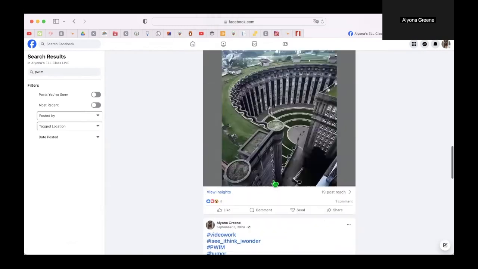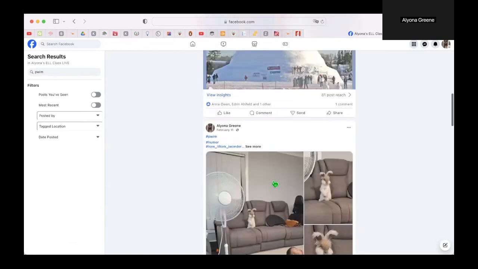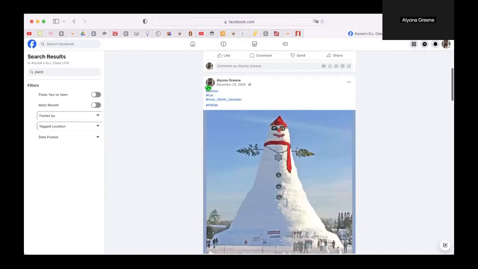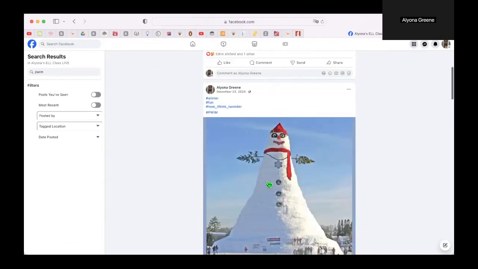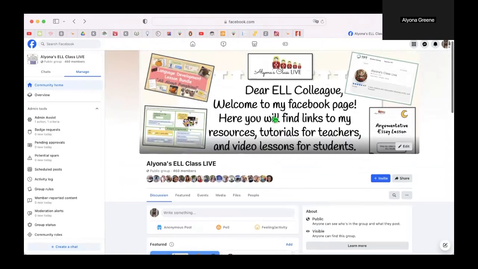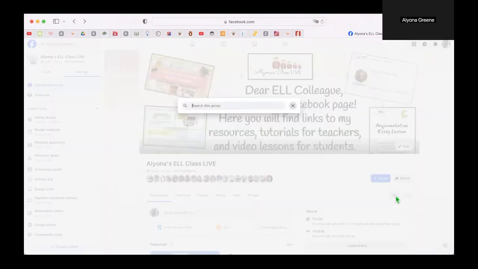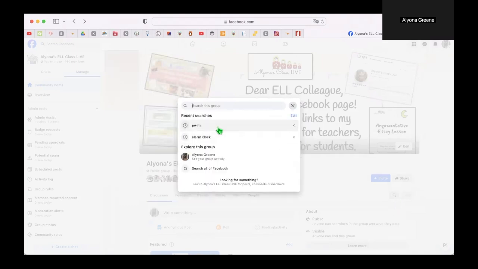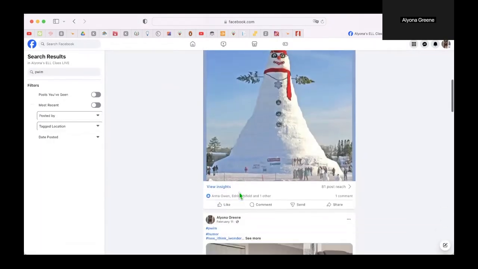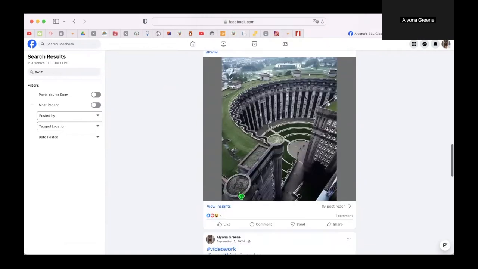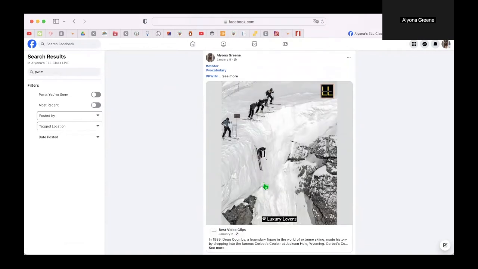But sometimes I prefer images that I find on social media, like Facebook, for example. About 2-3 years ago, I started putting them all together in my group called Alyona's ELL Class Life on Facebook. All you have to do is to type the hashtag PWIM in search, and you will see all of the pictures that I have shared in my group for this very activity. Sometimes I like them more because the texts that come with these images are usually shorter and easier, and I even sometimes don't have to scaffold them.